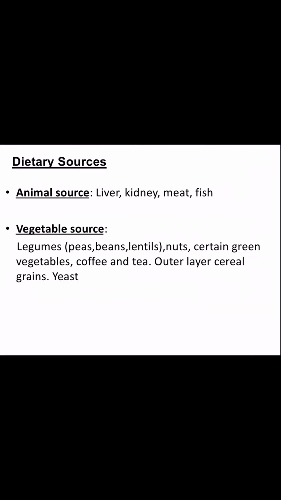Dietary sources. The animal sources for niacin are liver, kidney, meat and fish. Then the vegetable sources: you have legumes like peas, beans, lentils, all those dals, nuts, certain green vegetables, coffee and tea, outer layer of cereal grains, yeast. These all are good sources of niacin.